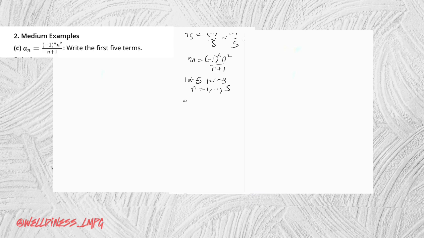So for A1, you're going to have minus 1 raised to power 1 times 1 squared divided by 1 plus 1. And this will give you minus 1 times 1 divided by 1 plus 1. So that should be minus 1 divided by 2. So your answer is minus 1 divided by 2.